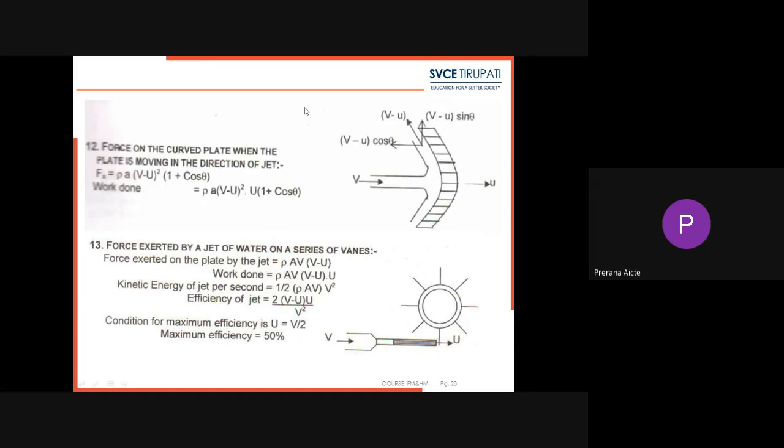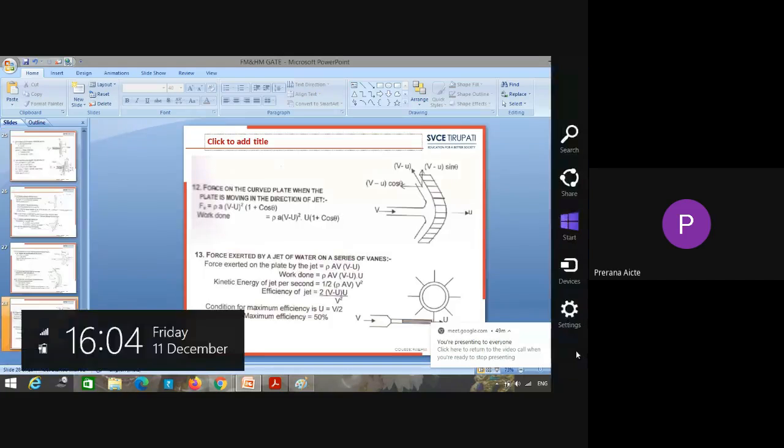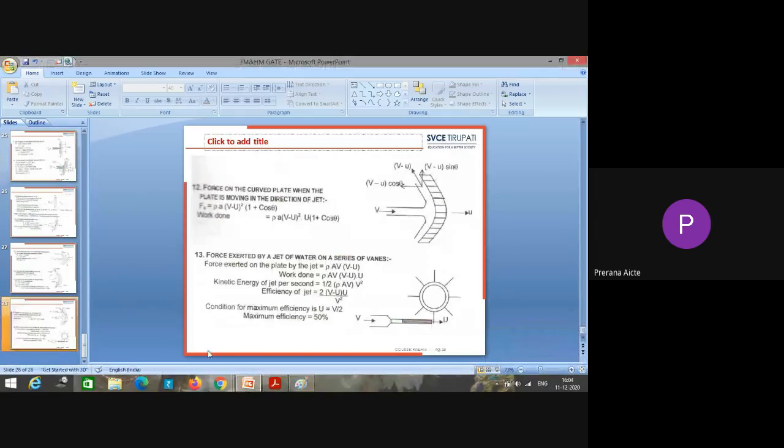Okay, so up to this we have completed 2 topics, that is the principal properties of the fluid and impact of jet.